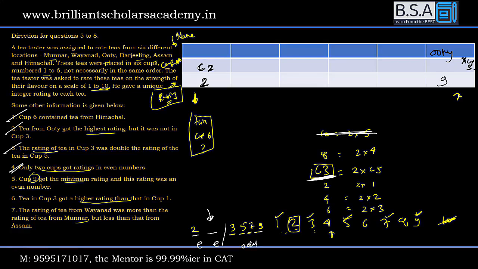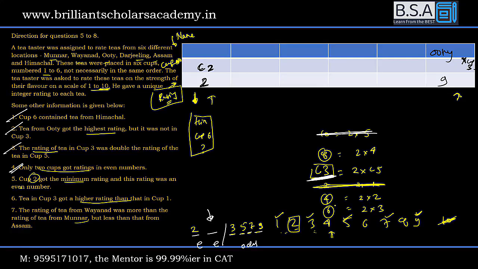Furthermore, one more hint. Can I say C cannot have a rank 2? Because that is double of 1. 1 is not being used, is it? 1 is not available. So C can be either 8 or 4 or 6. Now pay a little attention, a little more attention.